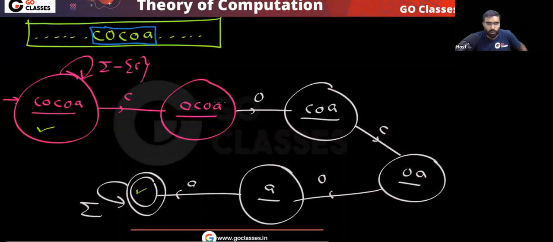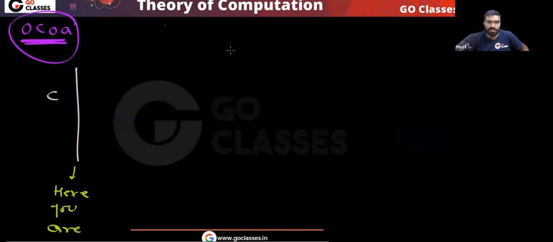Let's see this state. Please focus on this state, the one with O, C, O, A. In this state, please tell me what you have already seen. You have already seen C. Okay, this is this state. Here you are. Okay, you have already seen C.